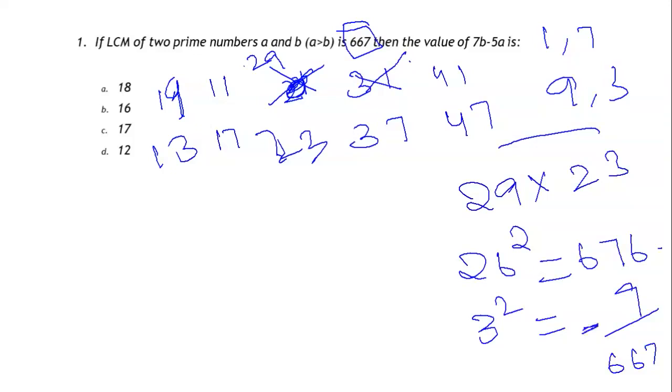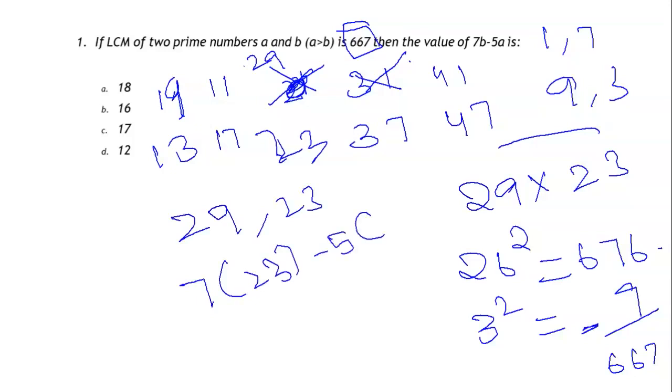So what is your answer? 29, 23. Okay, so they're asking you for 7B. 7 into 23 minus 5 into 29, which is 161 minus 145, which is 16. Am I clear?